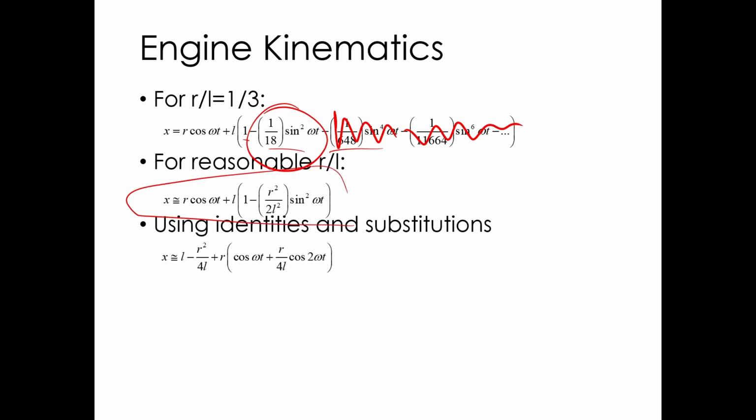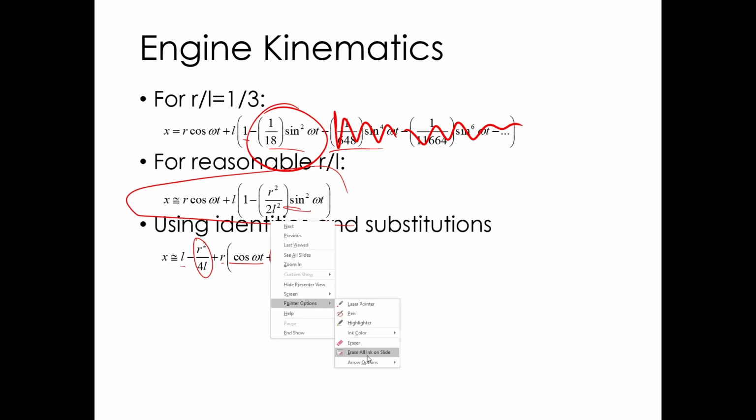Using some identities and substitutions to make this a little easier, essentially we're just going to get rid of the sine squared. We're going to use an identity to replace the sine squared with a cosine. So when we do that, we can simplify it down to this. And here's where something interesting shows up. We've got our R over L, right? We've got our crank length here. We've got our connecting rod length here. We've got our R over L showing up here. But note that when we use trig identities to get rid of the sine squared in terms of cosine, we get cosine omega t and cosine 2 omega t here.